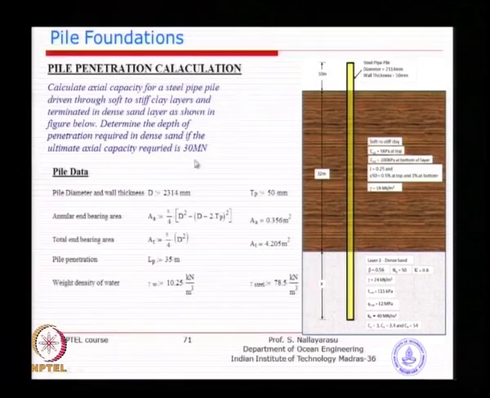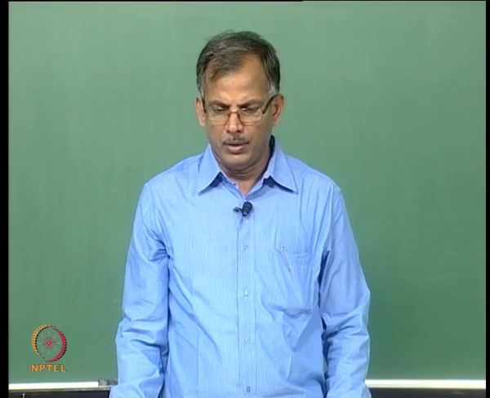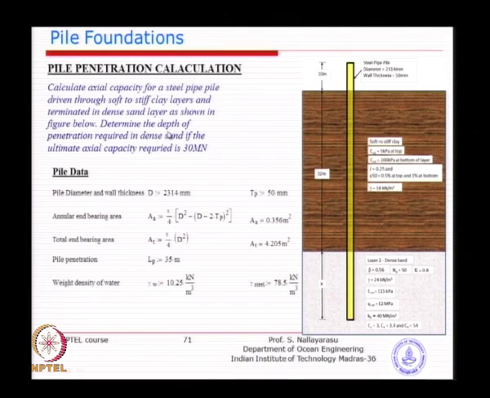This is the second type of problem that you can see here, which is to determine the penetration into the particular layer to achieve a required capacity. In this case, the required capacity is 30 meganewton. You have 32 meters of soft to stiff clay with the strength varying from 5 kPa at the top to 200 kPa at the bottom of that layer.